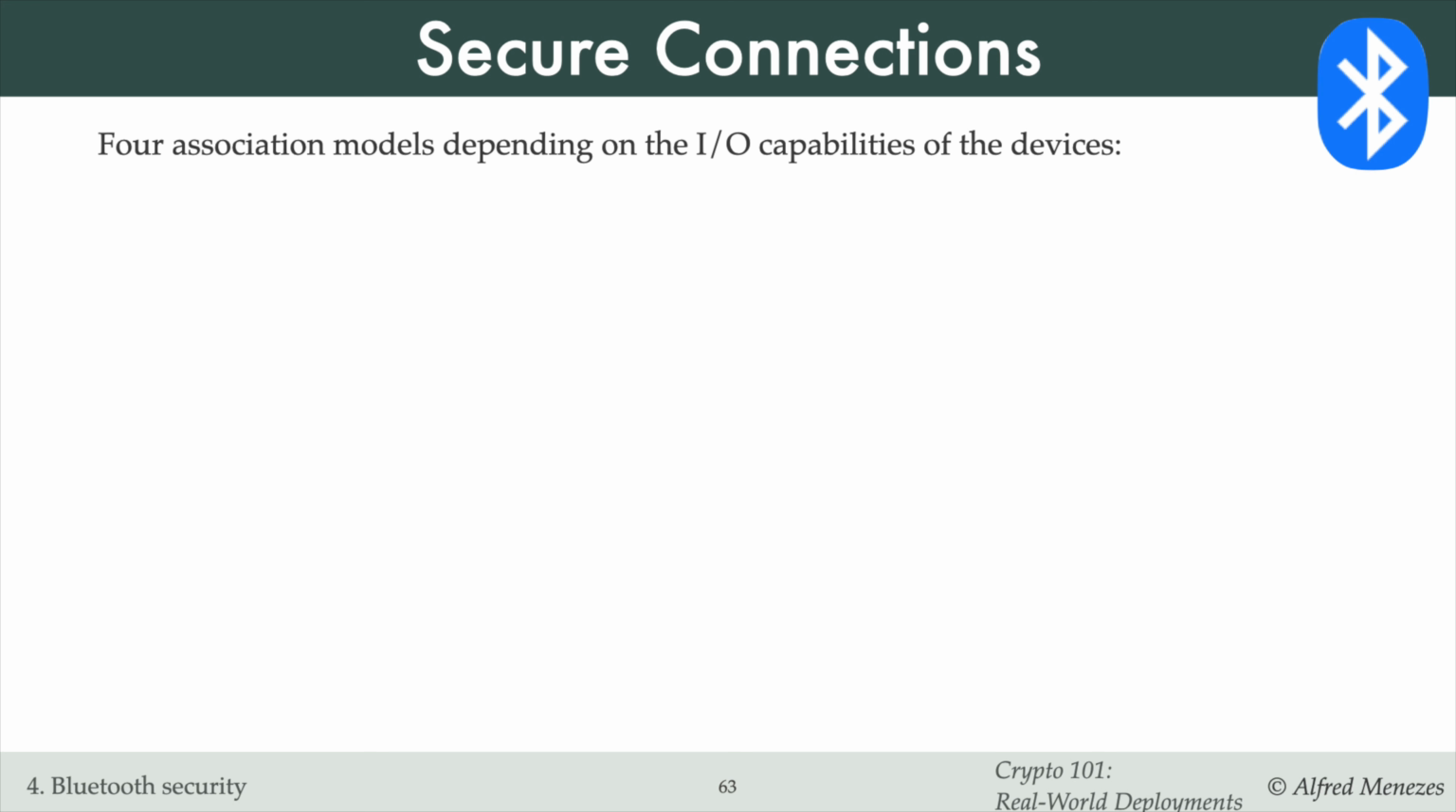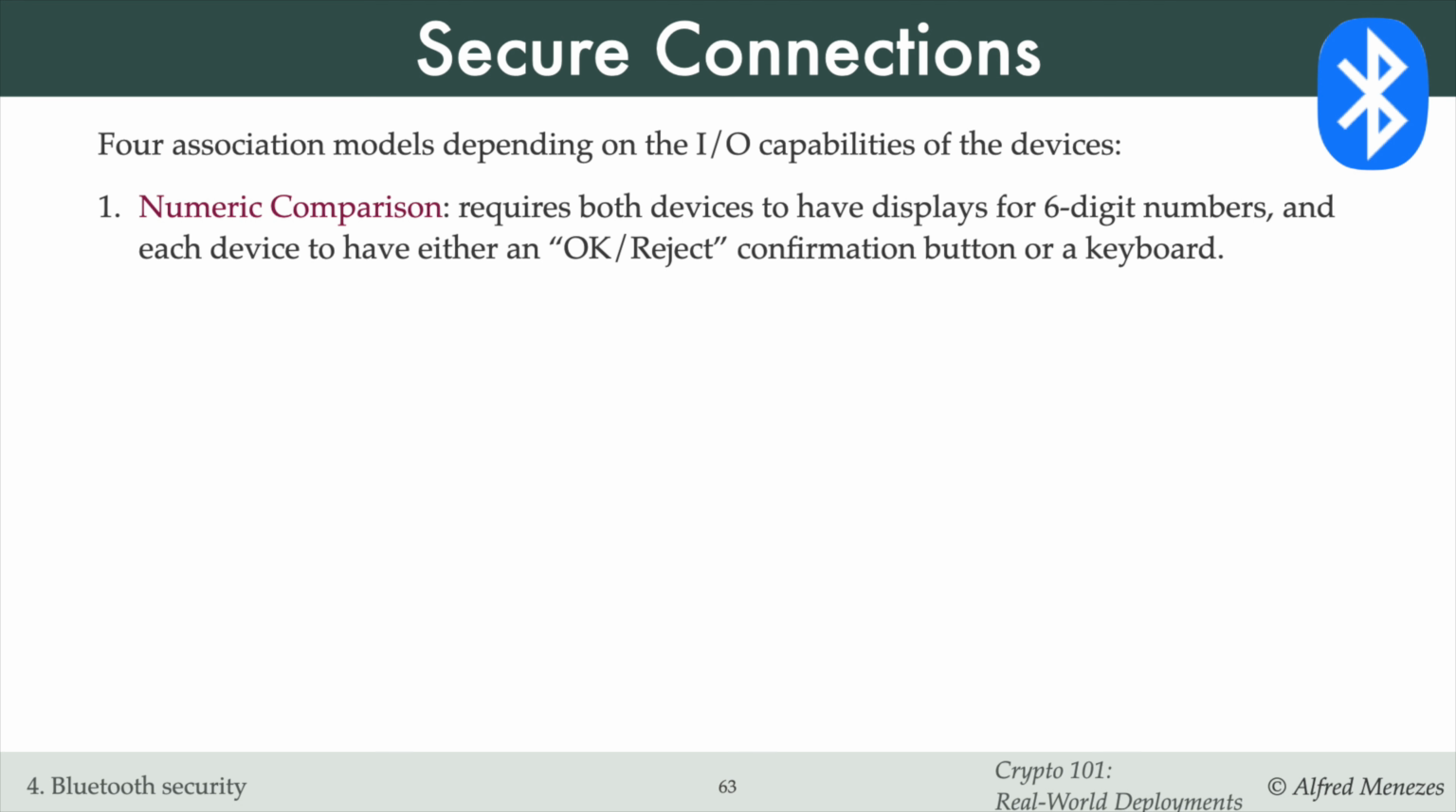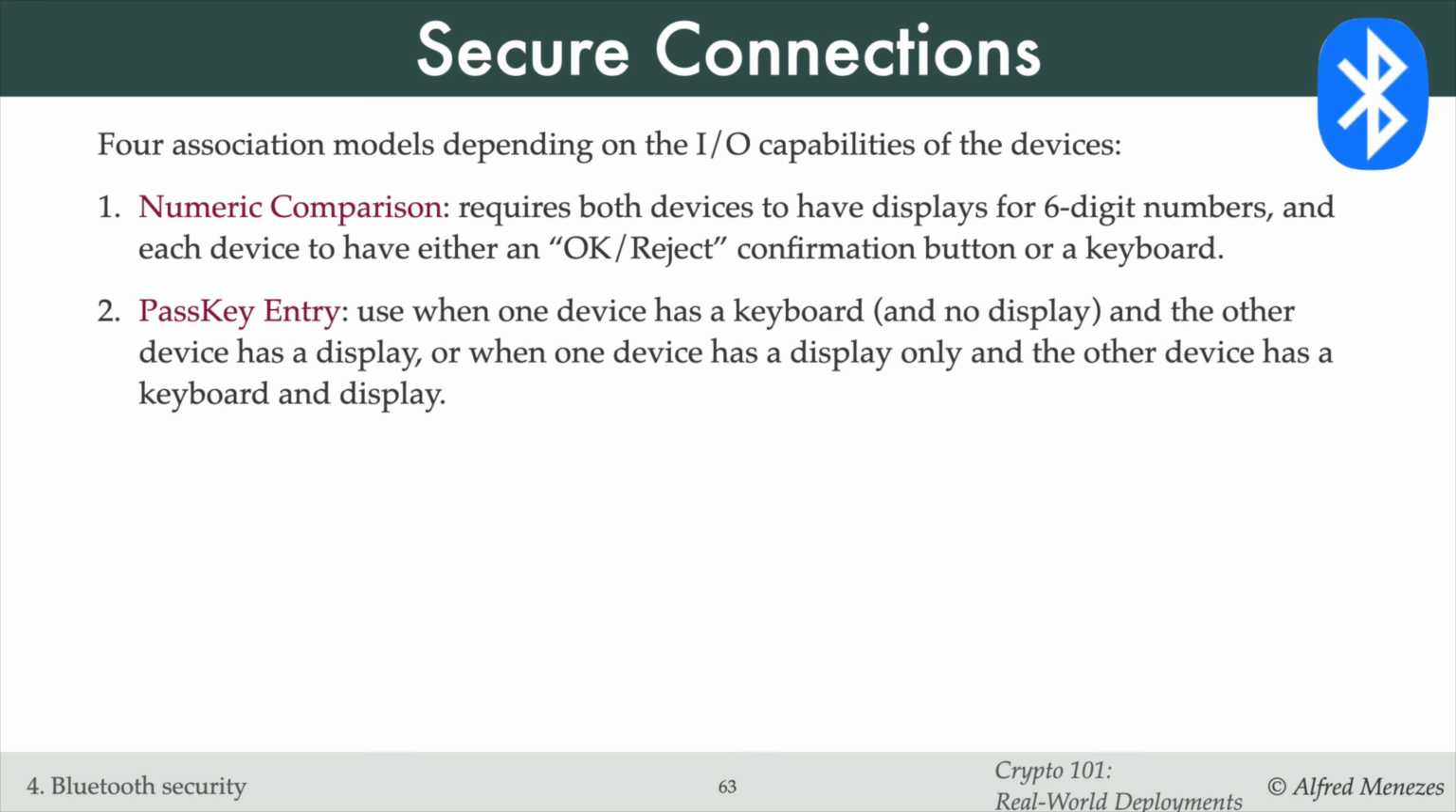The secure connection security mechanism includes 4 association models, each designed to accommodate the input-output capabilities of Bluetooth devices. The first is numeric comparison. This model requires both devices to have displays capable of showing 6-digit numbers, and each device to either have an OK reject confirmation button or a keyboard. An example use case is pairing a smartphone with a laptop, as both devices have displays and input capabilities for confirmation.